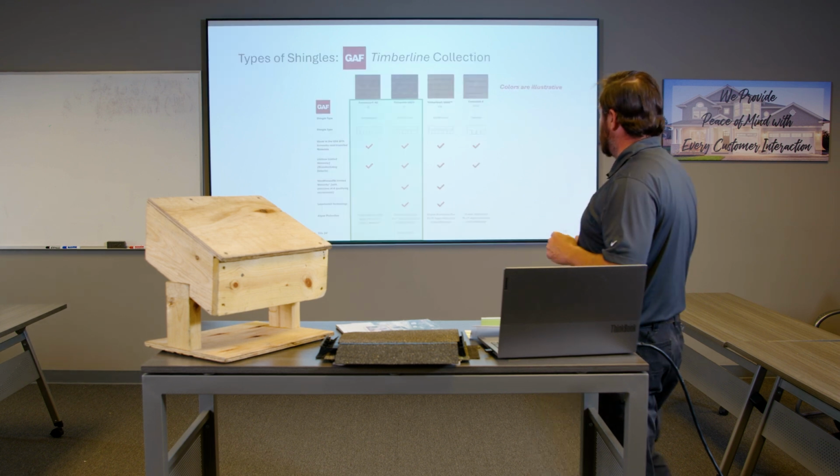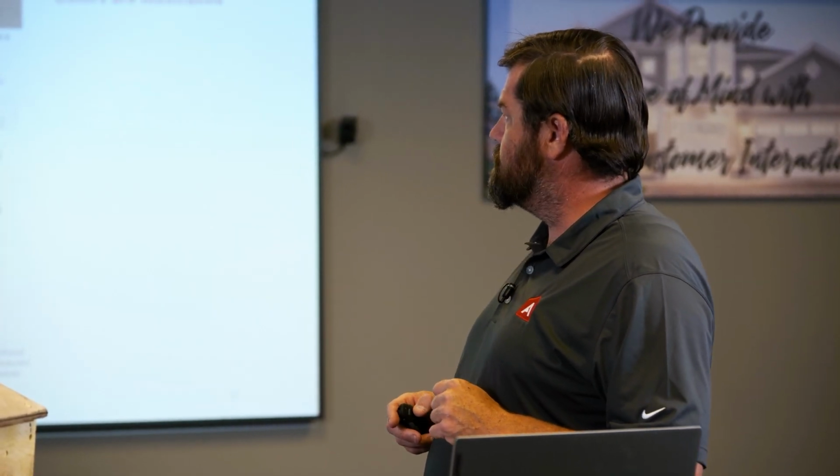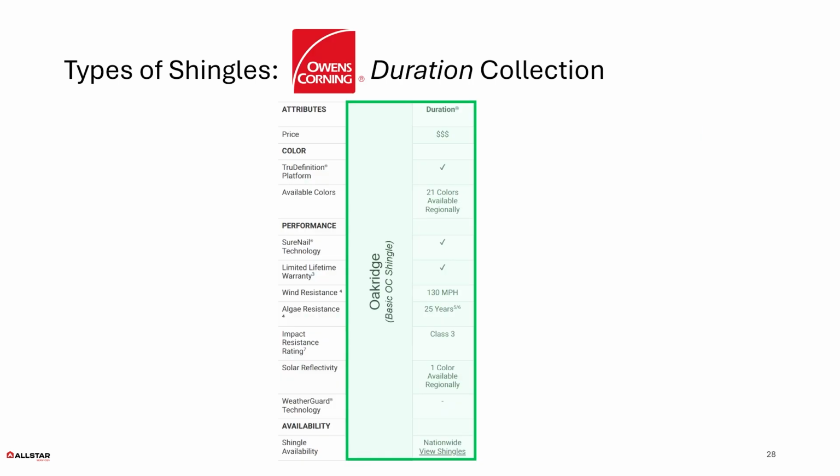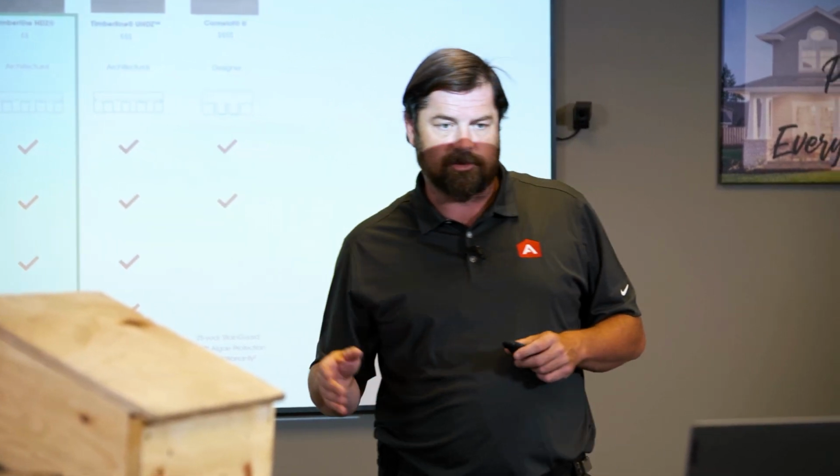First and foremost, we're going to be using throughout the company primarily two different brands of shingles. They are GAF and Owens Corning. In GAF, we're going to be using two of their lines primarily. That's going to be the GAF Timberline HDZ and the GAF Timberline Natural Shadow.